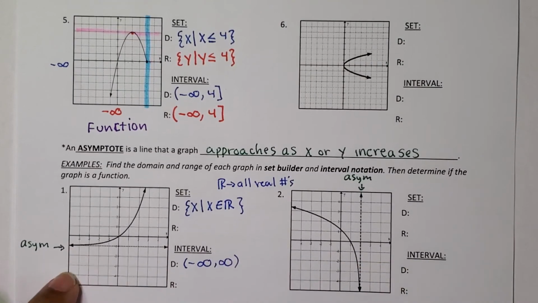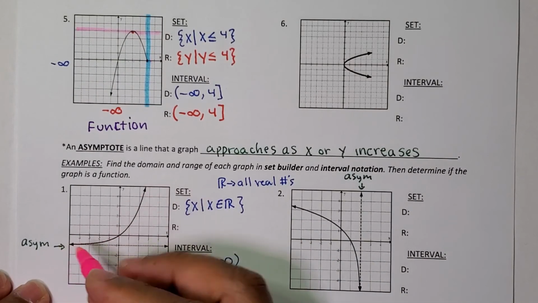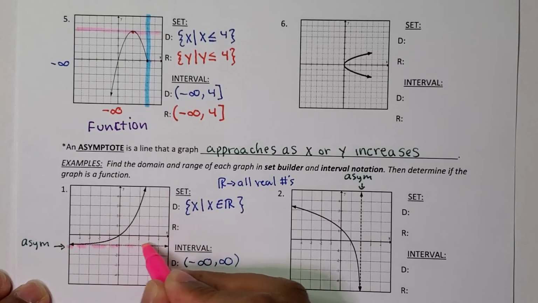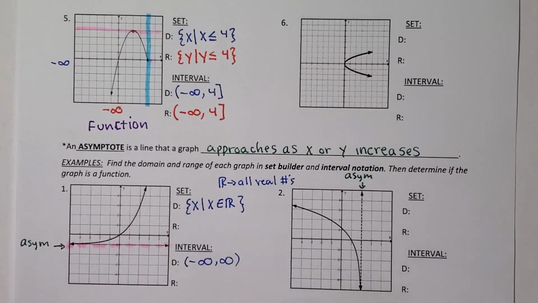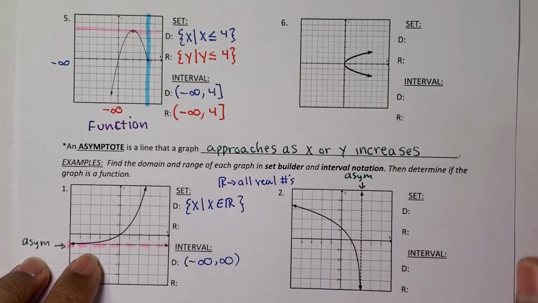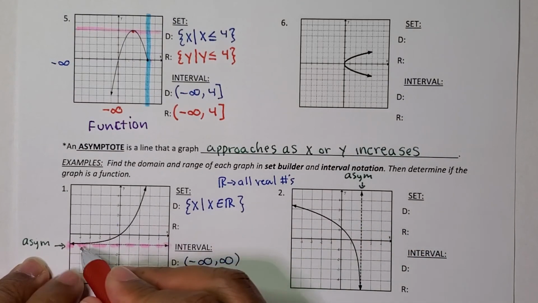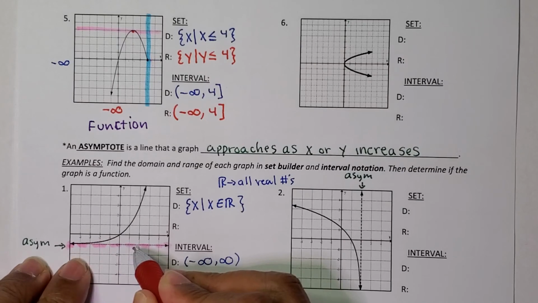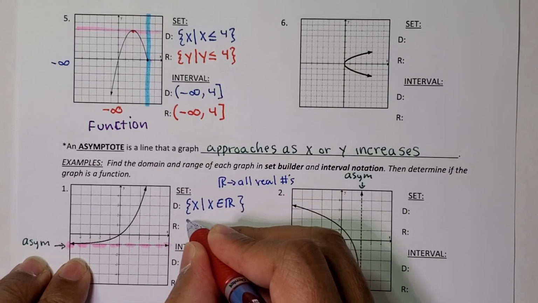Let's go to the range now. So for the range, as you can see, the asymptote is saying you can approach this value for y in this case, but you cannot cross this value. You can get as close as you want, but you can't touch or cross. Okay, so then the question is, what is the value of y at any point on this line? And the answer is -1. So let's see how we would state the range of this graph.